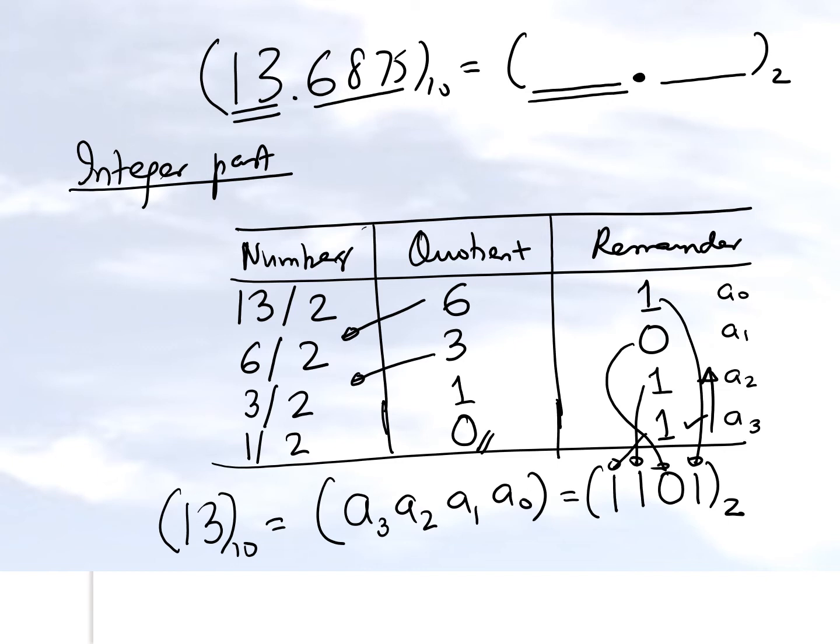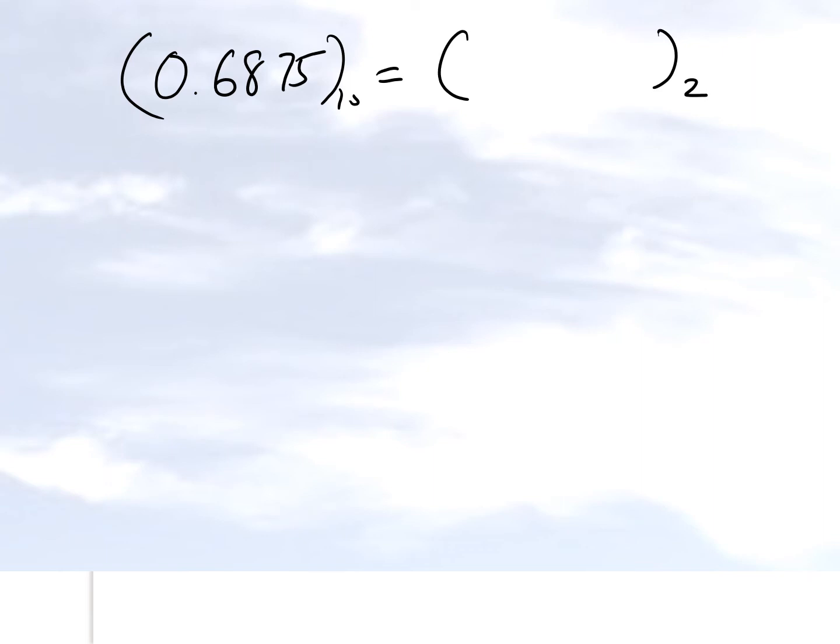You can always confirm this if you go backwards, like in the previous lesson, and you'll find out that this number here in base 2 is equivalent to the base 10 number 13 here. So in the next slide, let's talk about the fractional part. Let's look at the fractional part of the number which we had, .6875, and we want to see what the equivalent is in base 2.